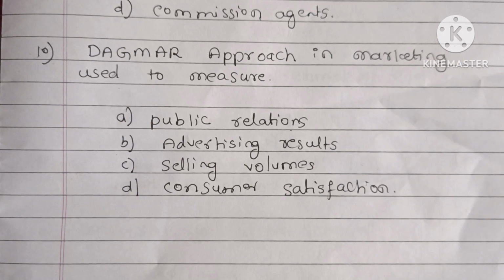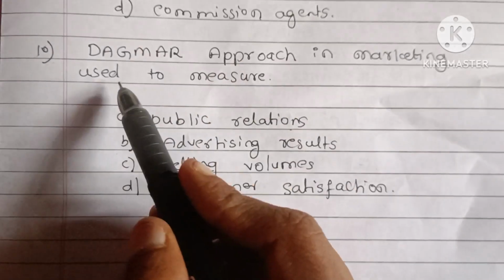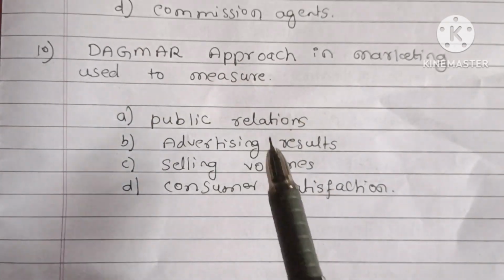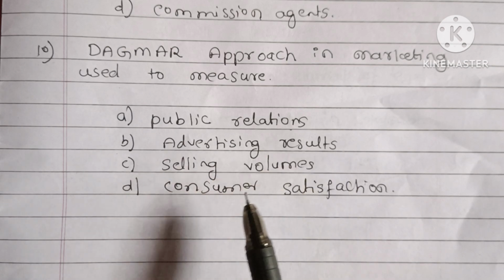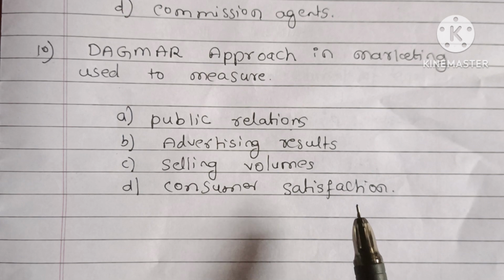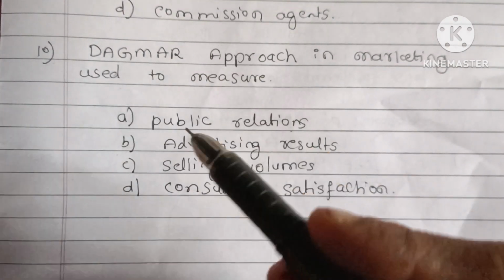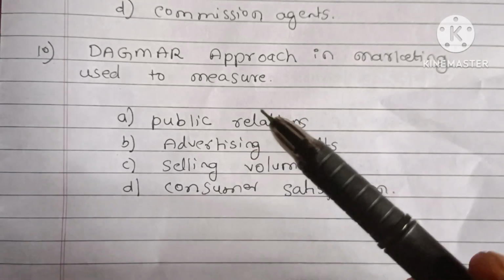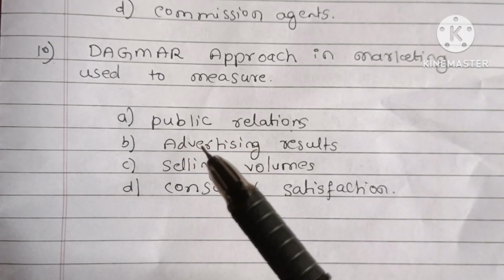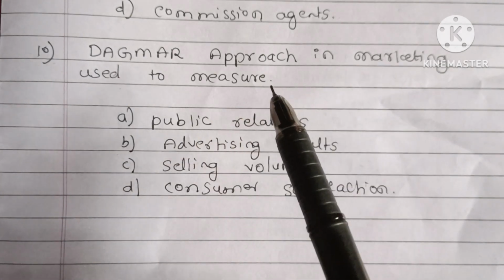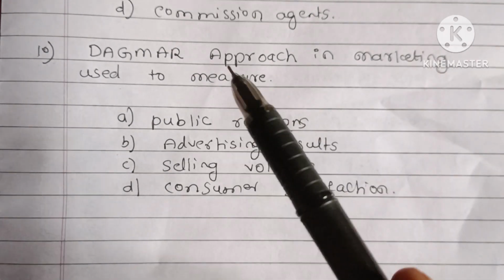Next, come to 10th question. Dagmar approach in marketing is used to measure public relations, advertising result, selling volumes, consumer satisfaction. The Dagmar approach advocates a marketing strategy that guides the consumer through 4 phases: awareness, comprehension, conviction, and action. That path we call ACCA.